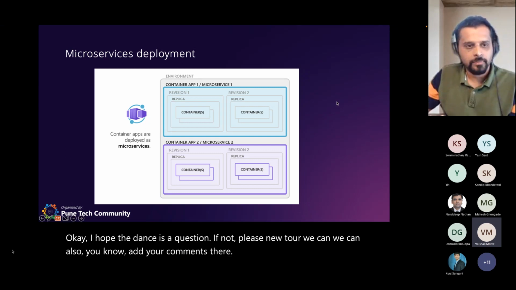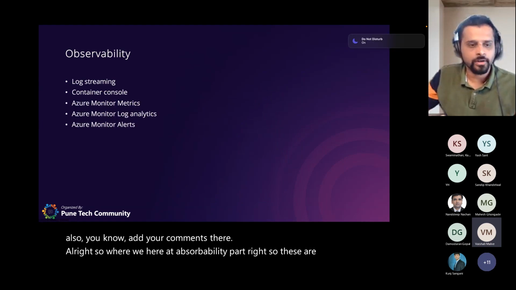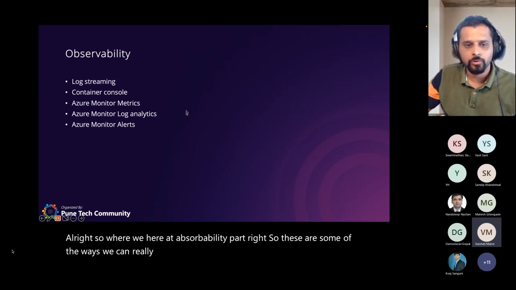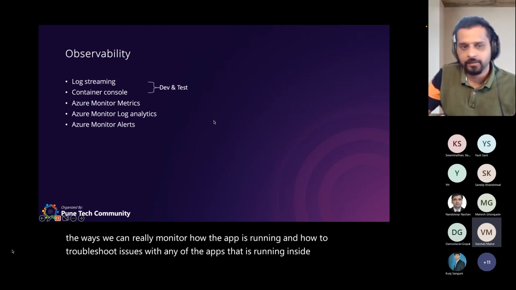All right, so yeah, where were we? We are at the observability part, right? So these are some of the ways we can really monitor how the app is running and how to troubleshoot issues with any of the apps that are running inside container apps, right?